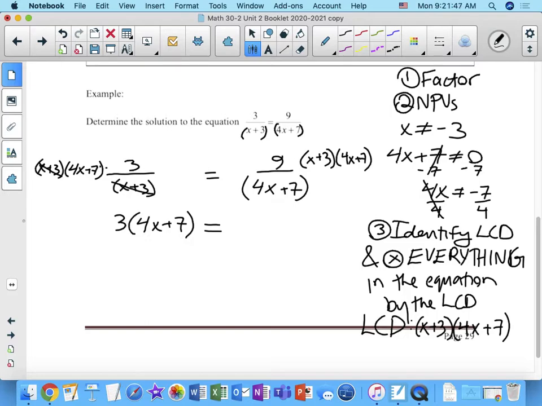On the right side, what cancels? The 4x plus 7's. What's left? The 9 times x plus 3. Okay, so that's good. We've done that step.